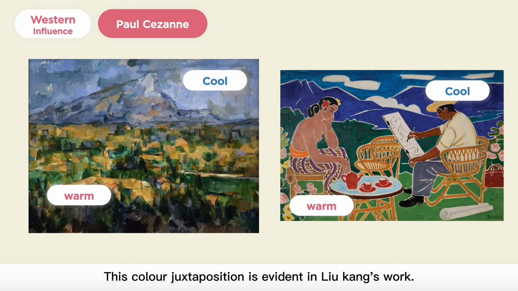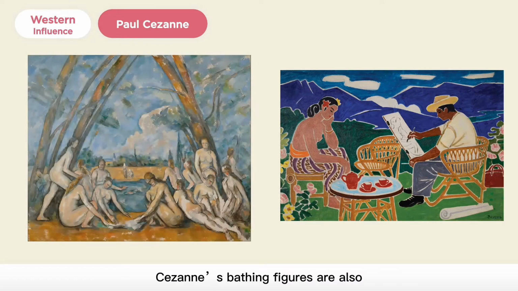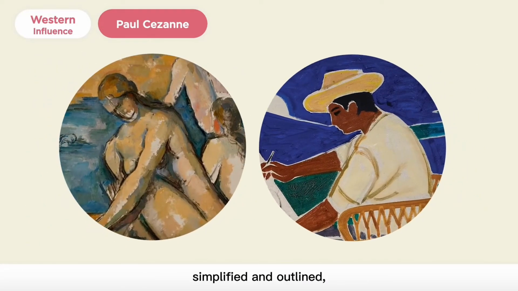This color juxtaposition is evident in Liu Kang's work. Cézanne's bathing figures are also simplified and outlined, just like Liu Kang's figures.